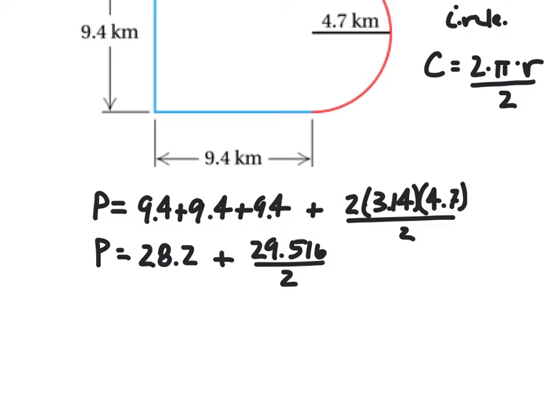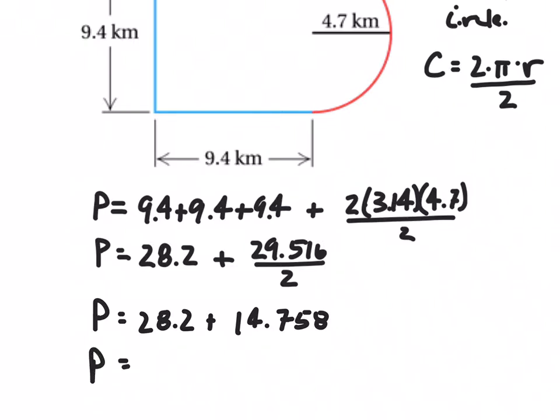All right, so I get that my perimeter is equal to 28.2 plus 14.758. All right, so add those two numbers together. And this is going to give me a total perimeter of 42.958. And this is going to be in kilometers, okay?